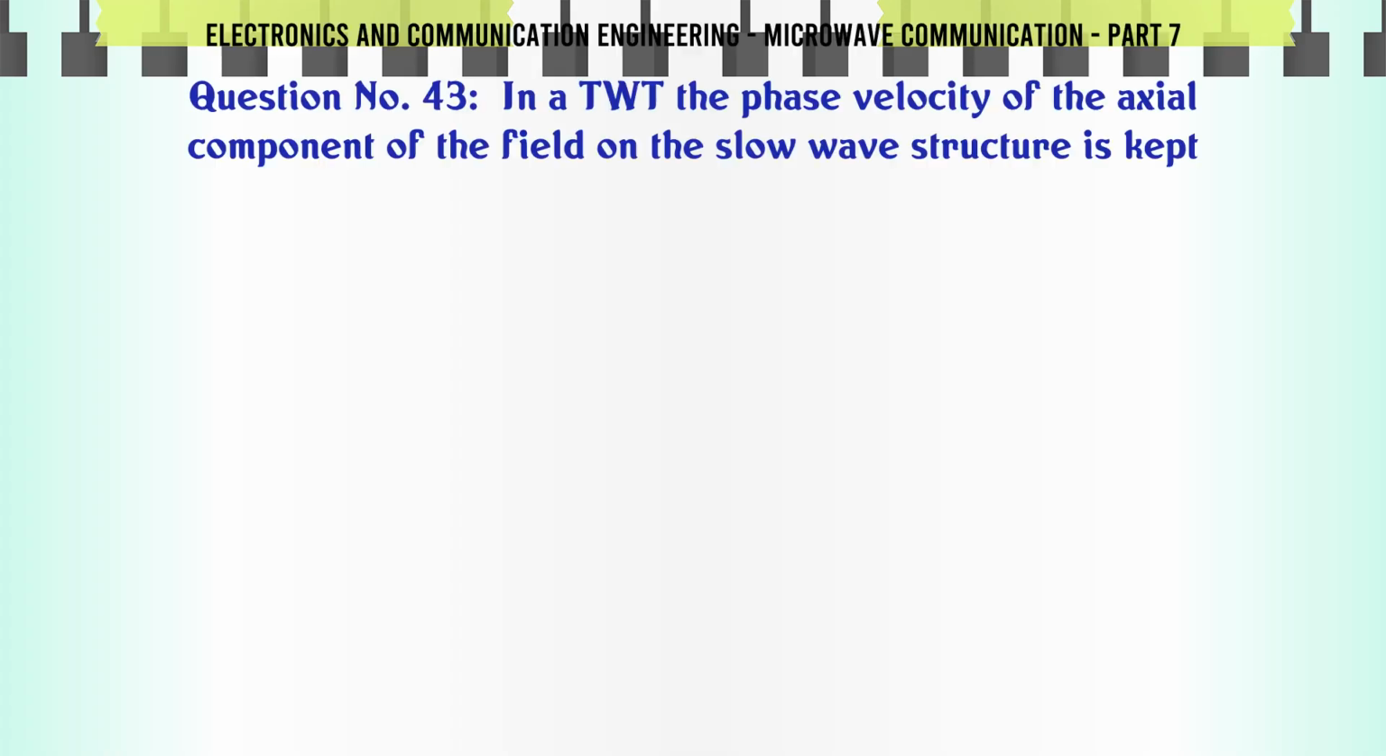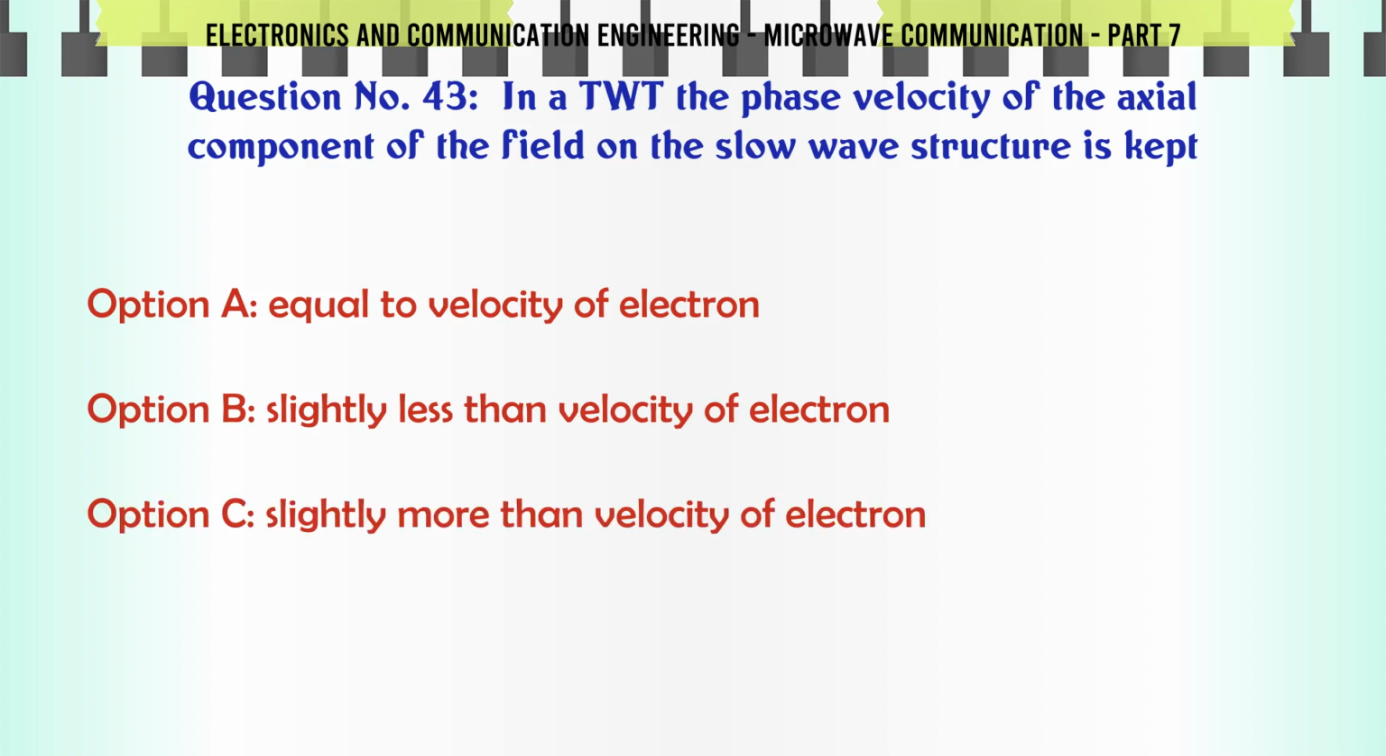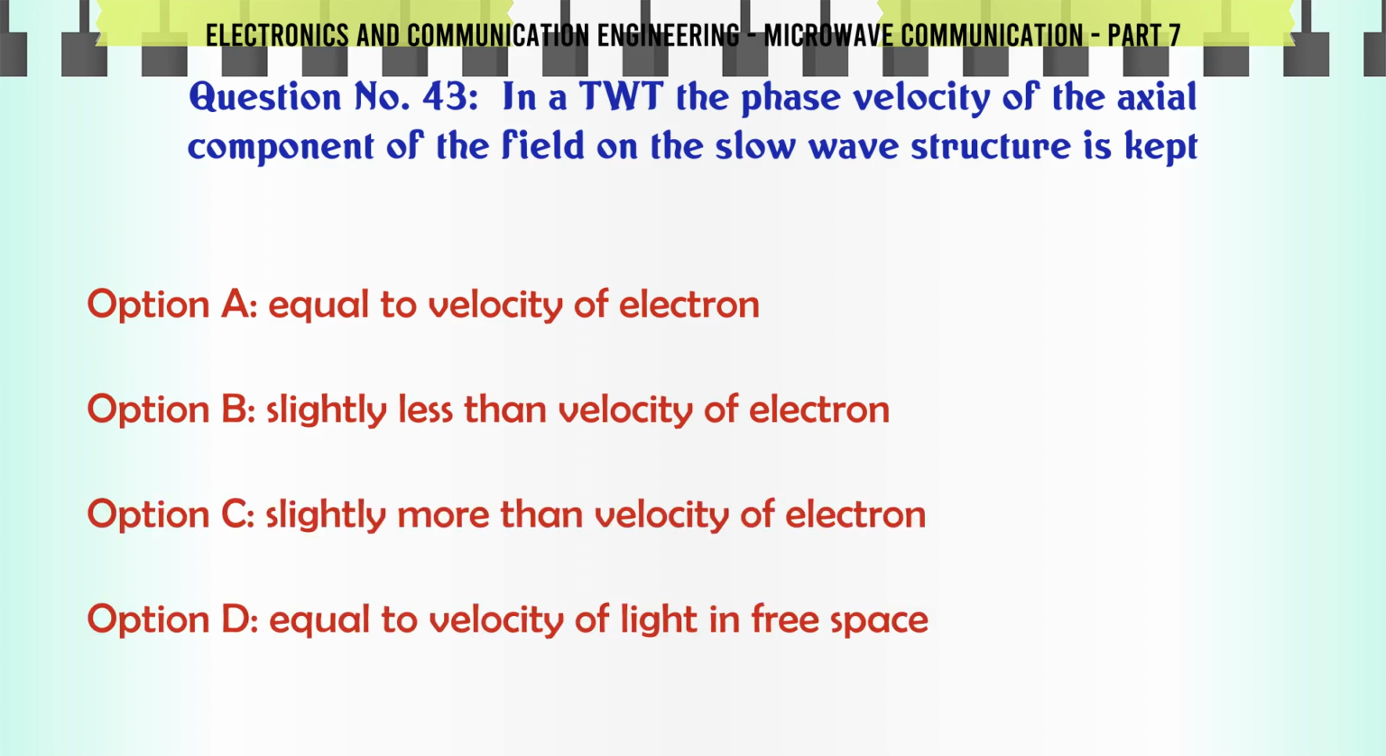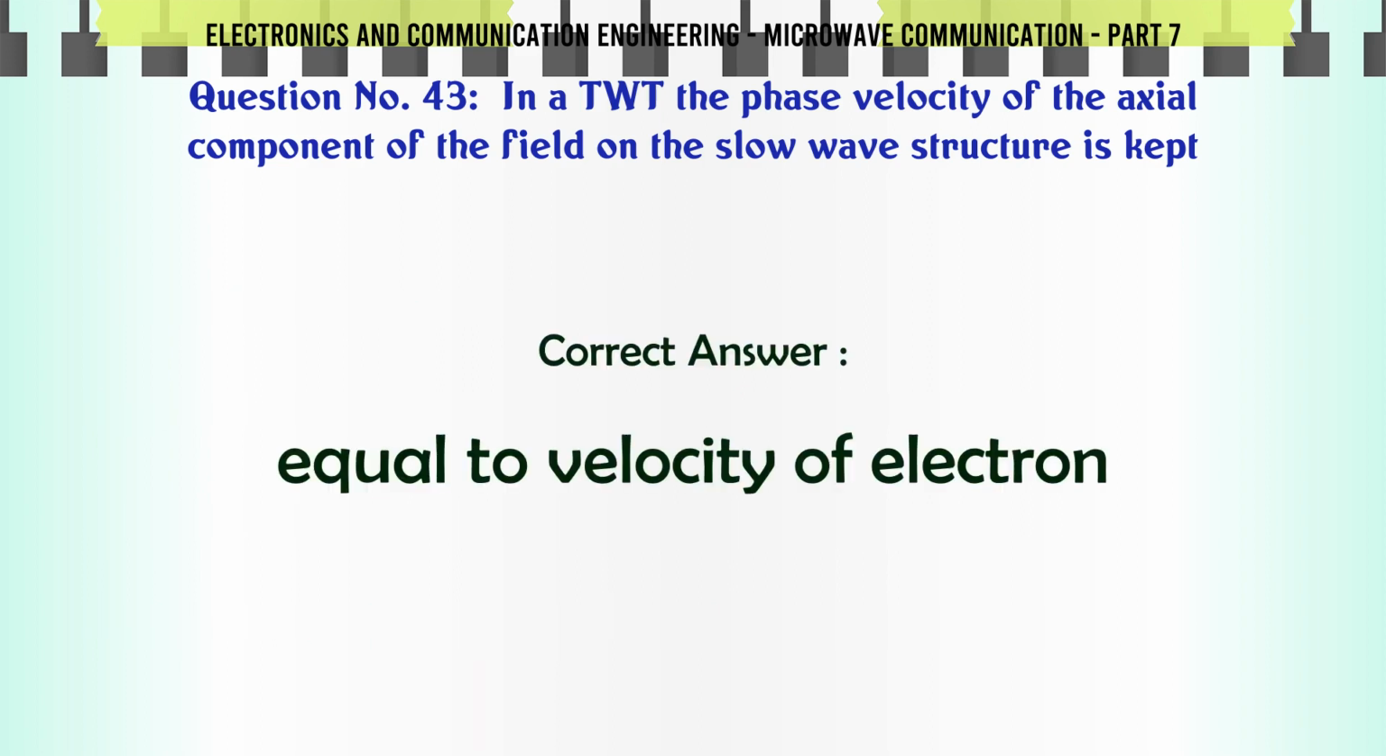In a TWT, the phase velocity of the axial component of the field on the slow wave structure is kept A. Equal to velocity of electron, B. Slightly less than velocity of electron, C. Slightly more than velocity of electron, D. Equal to velocity of light in free space. The correct answer is equal to velocity of electron.